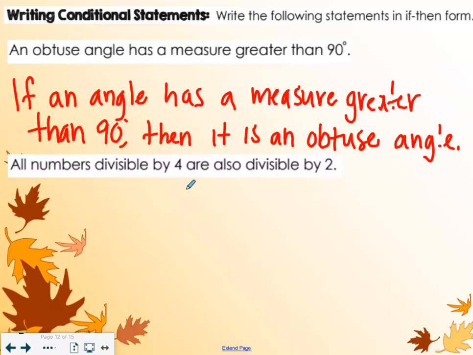What about all numbers divisible by 4 are also divisible by 2? If a number is divisible by 4, then it is also divisible by 2.